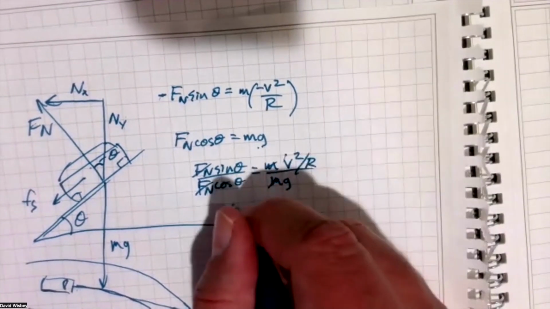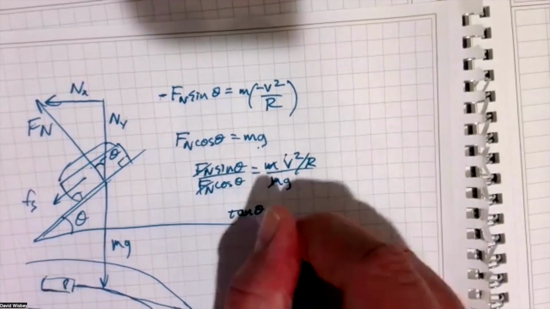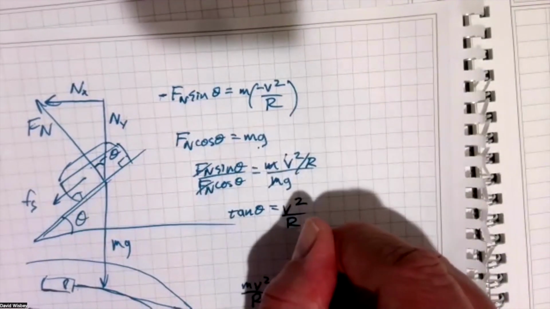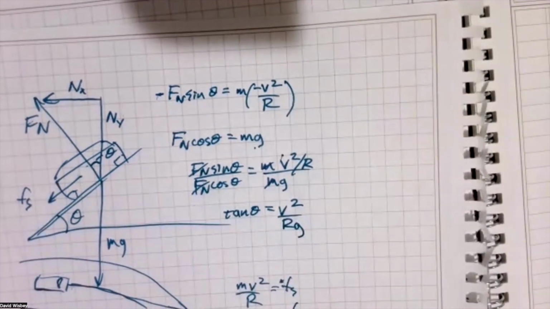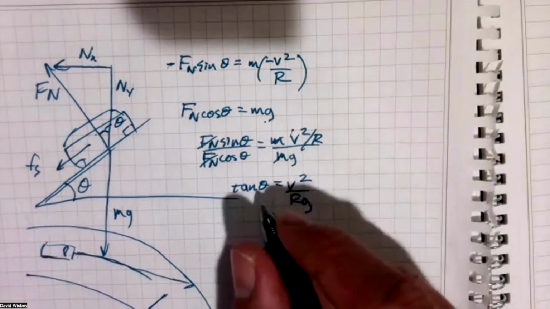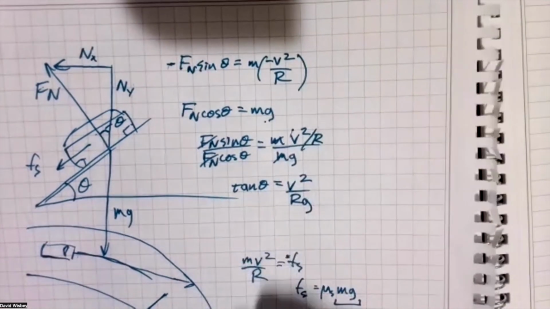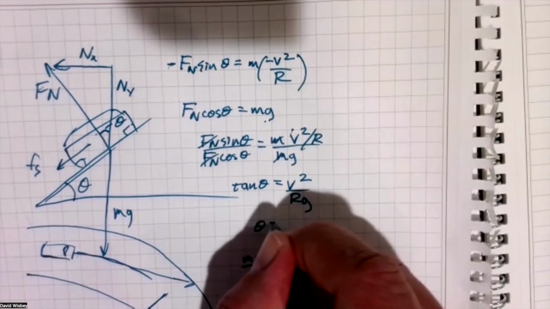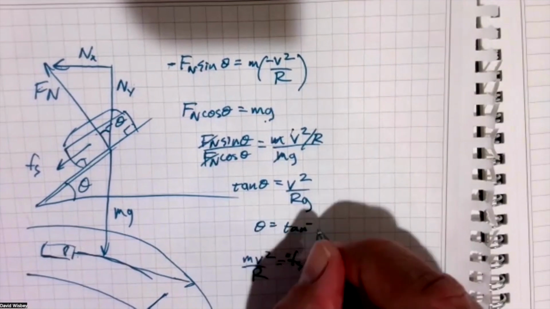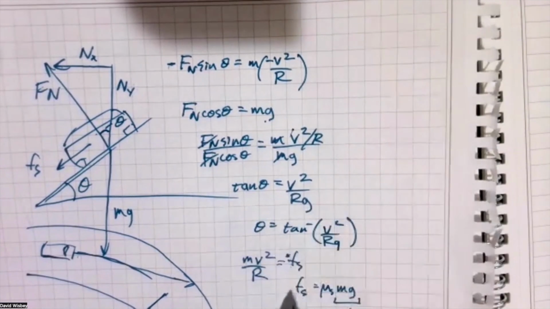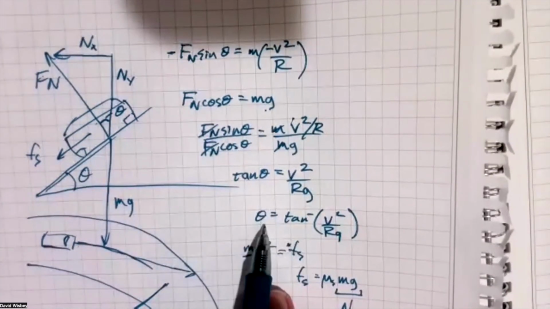And I'm going to get tangent of theta equals v squared over r times g. Okay, so if I want to get the angle, then I can take the arctangent of both sides. And so I will get theta equals the arctangent of v squared over r times g. So now I've got an expression here for my angle.